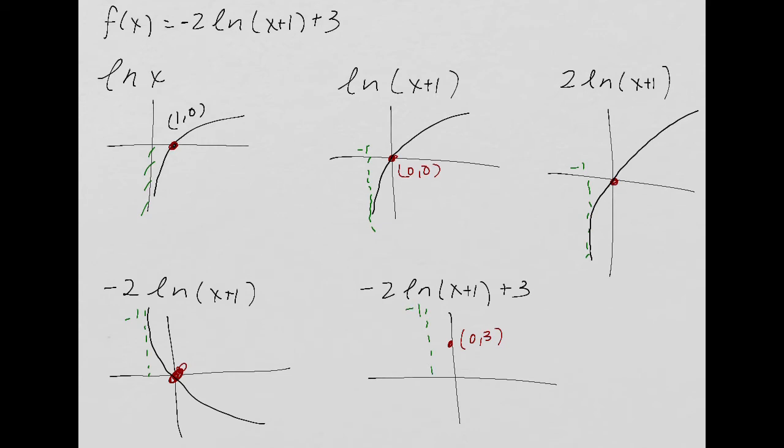And then the shape is the same, and ultimately this is still going forever that direction. So this would be the final graph. And we could check that with Desmos.